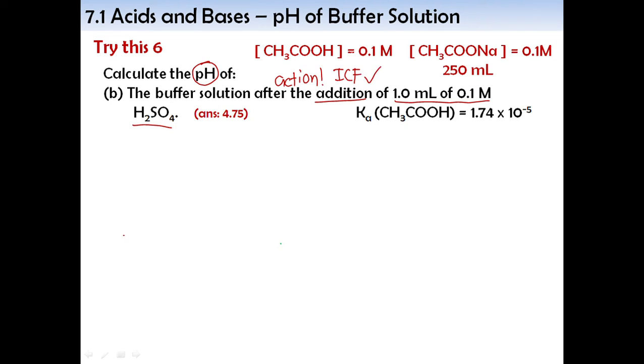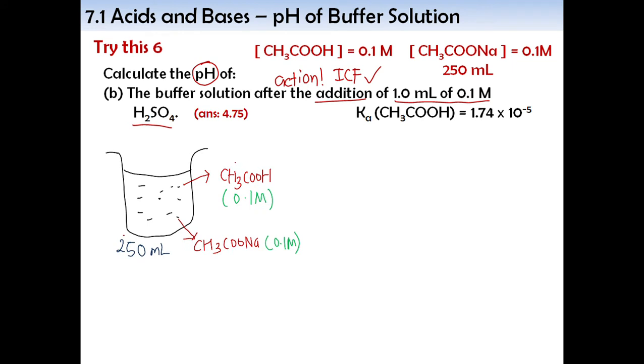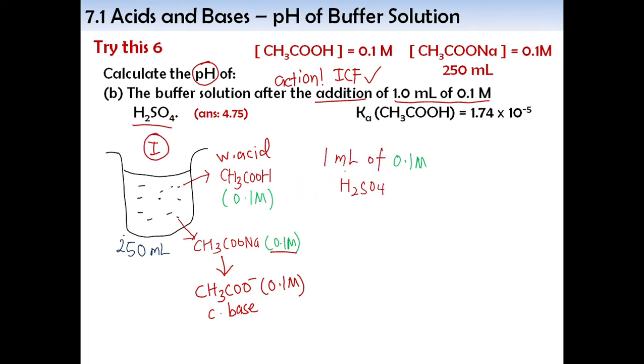So first, I have a buffer solution with CH3COOH. This is weak acid. And CH3COONa akan completely dissociate, menghasilkan CH3COO minus, our conjugate base. Kalau dia completely dissociate, 0.1 M. Yang ini pun 0.1 M juga. So initially, I have this in buffer solution. And then I add 1 mL of H2SO4 ke dalam buffer solution. Kalau awak originalnya ada 250, lepas tu awak tambah 1 mL. Apa terjadi kepada buffer solution?